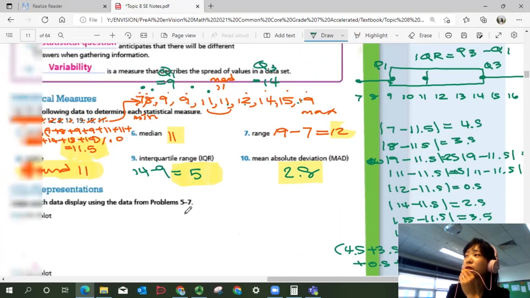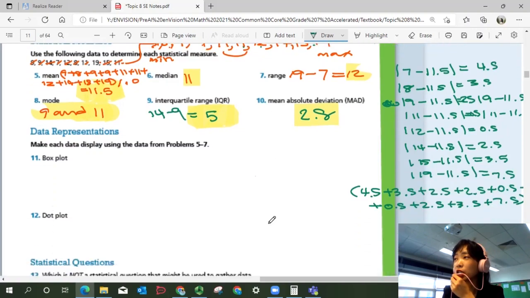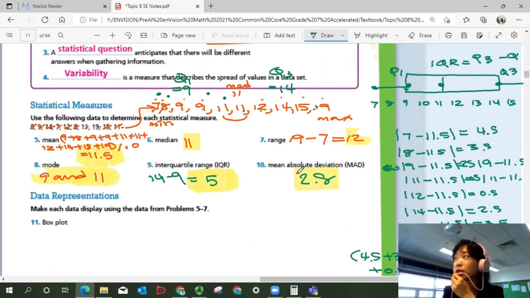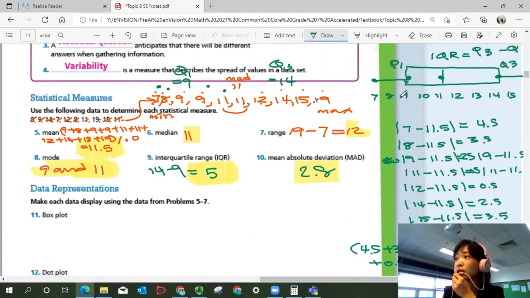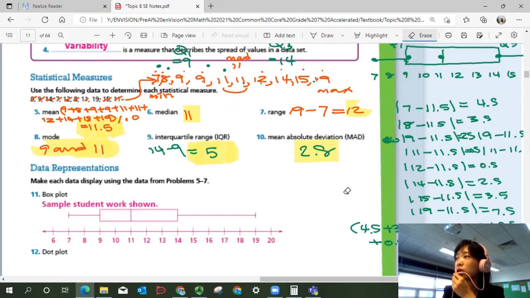All right, so please review all of these skills for determining each statistical measure. If you're ever unsure or if you need more practice, please go back and practice from the last topic so that we can move on to this topic. All right, let's look at data representations. We're going to make each data display using the data from problems 5 through 7. So we already drew a box plot. So that could be the answer for number 11. Here. So that is the answer for number 11.